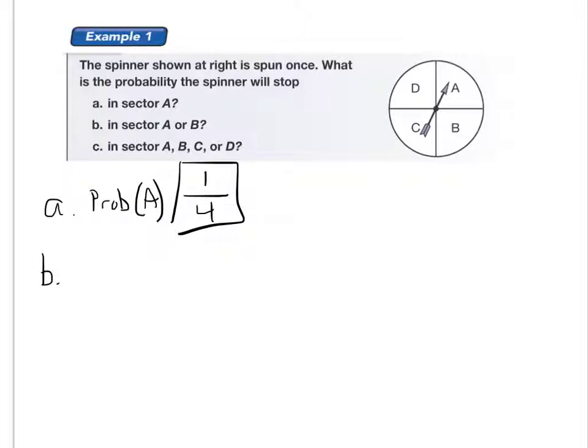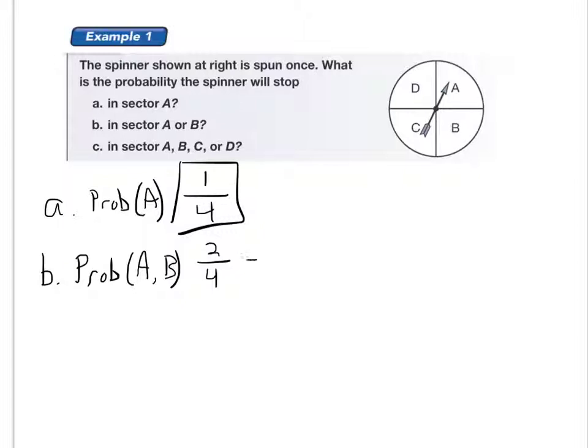Okay, so for part B, I want to know the probability of an A or a B. Okay, so the number of favorable outcomes is anything that's an A or a B. Well, there's one spot that's an A and one spot that's a B, so that's 2 spots that are A or B, and there's still 4 total spots on the spinner.